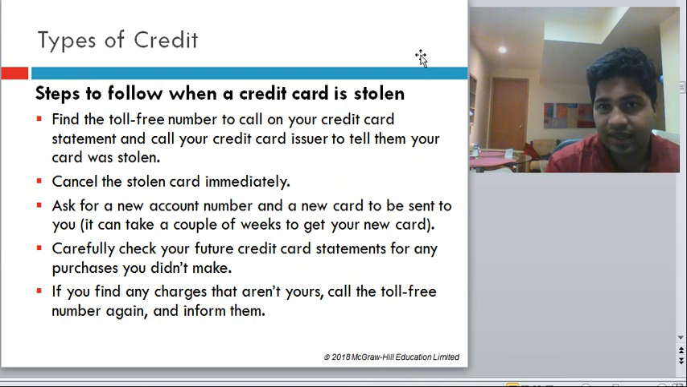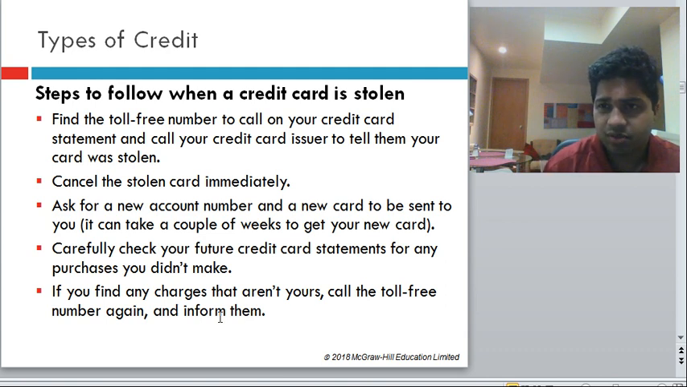Steps to follow when a credit card is stolen. Call them up immediately, cancel the stolen card, ask for a new account number. A new account number is generally sent to you by mail. Carefully check your future credit card statement for purchases you didn't make, because you have to get back if any fraud is made.